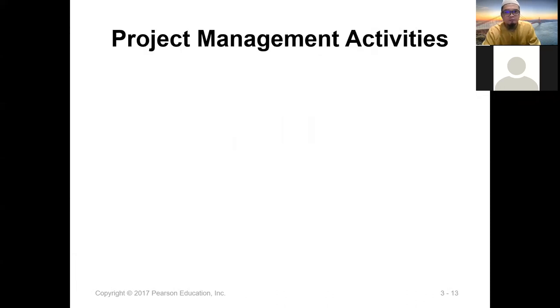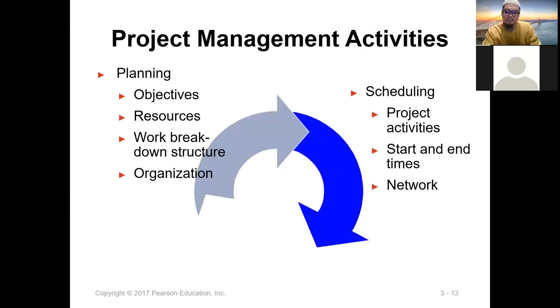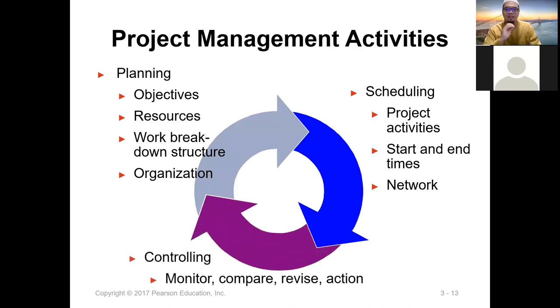Okay, this method can show the process regarding planning, scheduling and controlling. In terms of planning, we talk about objectives, resources, work breakdown structure, organization. Scheduling, we have the project activity, start and end time. We have the network. Controlling: monitor, compare, revise, and action. So it's not just limited to that. For example, in controlling, don't just talk about monitor, compare, revise, action. We have many. When we talk about what we do in compare, we call it the analysis.